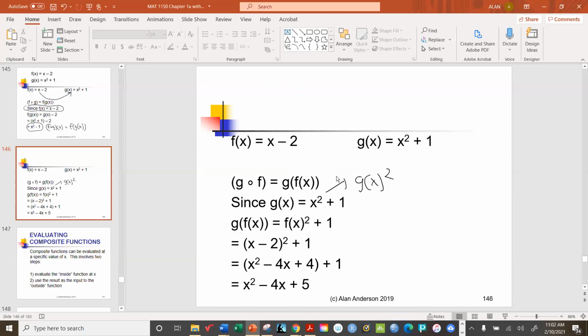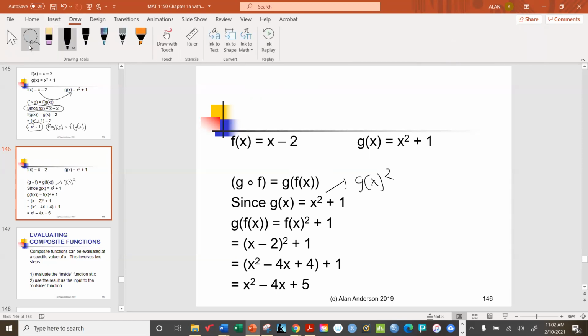Oh, I'm sorry, I wrote it backwards. This should have been f of x. Because it's g of f, this should be f of x squared. That's better. Okay, so yes, here it is right here. So x squared becomes f of x squared plus 1. And now f of x was this, which when I square it right here, and I still have that 1. And x minus 2 squared, you can apply FOIL to this if you want to.